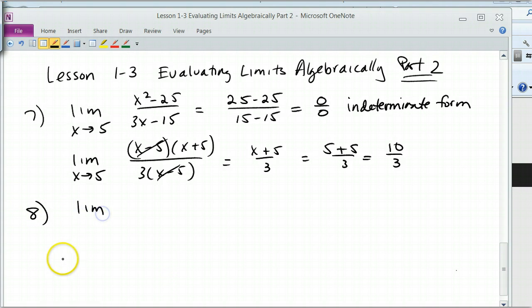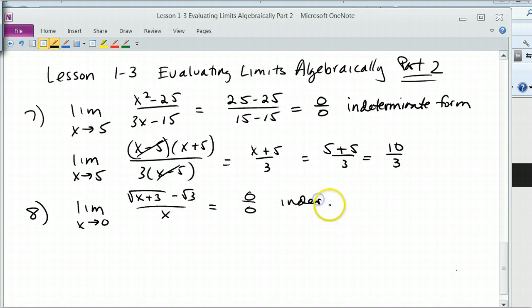The limit as x goes to 0 of the square root of x plus 3 minus root 3 all over x. Again, I try substitution, and I end up with root 3 minus root 3 all over 0, which is 0 over 0, indeterminate form again. Indeterminate form. Or it's just an indeterminate. So I have to try algebra.